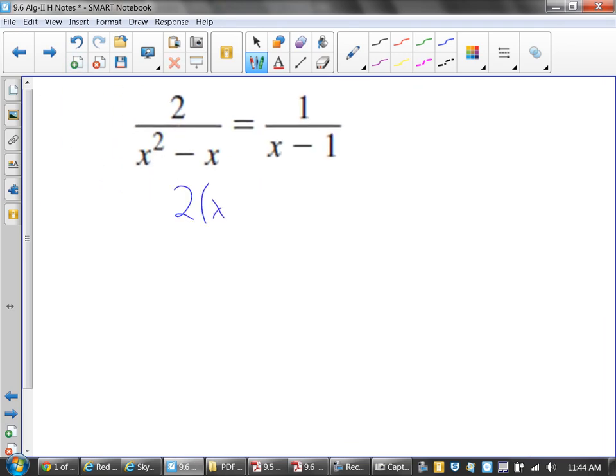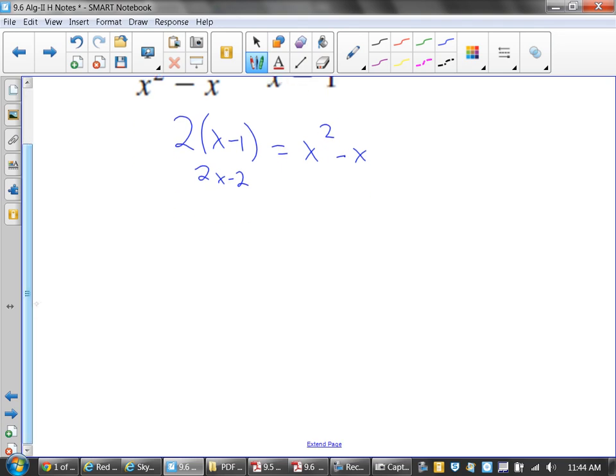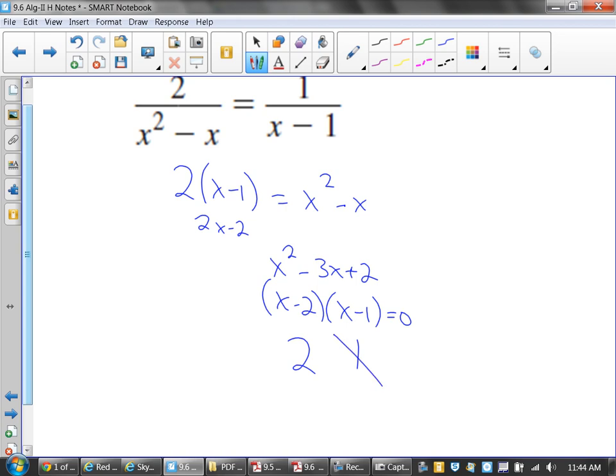you get 2 times x minus 1 is x squared minus x. Move the stuff over, you get x squared minus 3x plus 2, which you'd have to factor. Now, you get zeros of 2 and 1. 1 won't work. Your only answer would be 2. It works the exact same way.